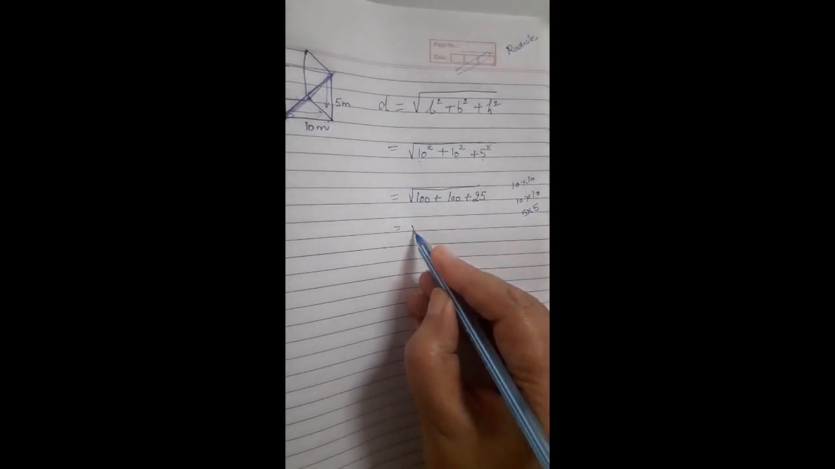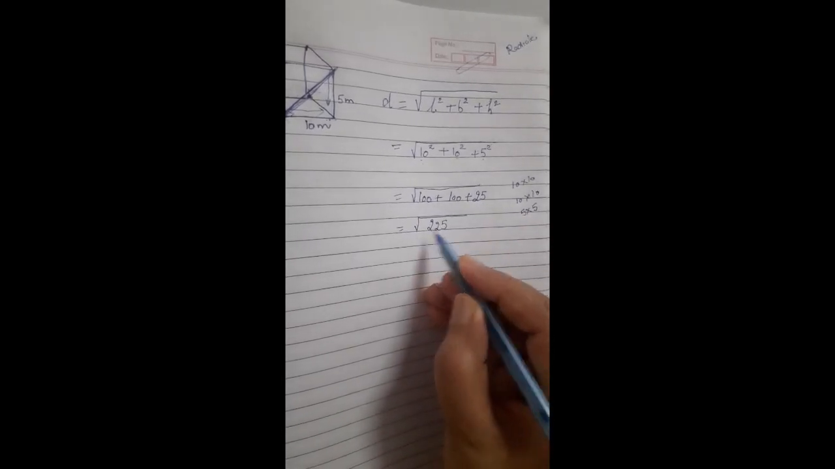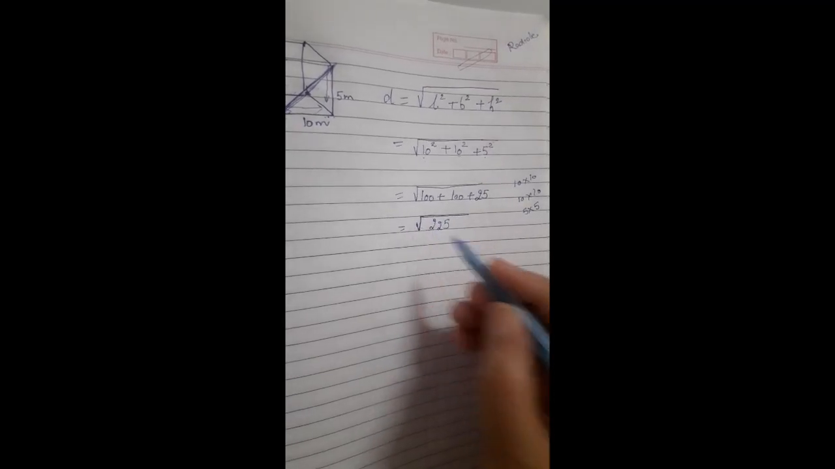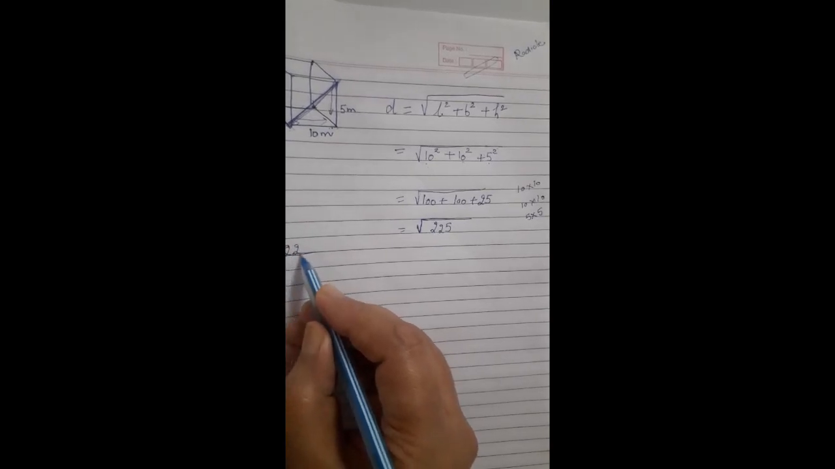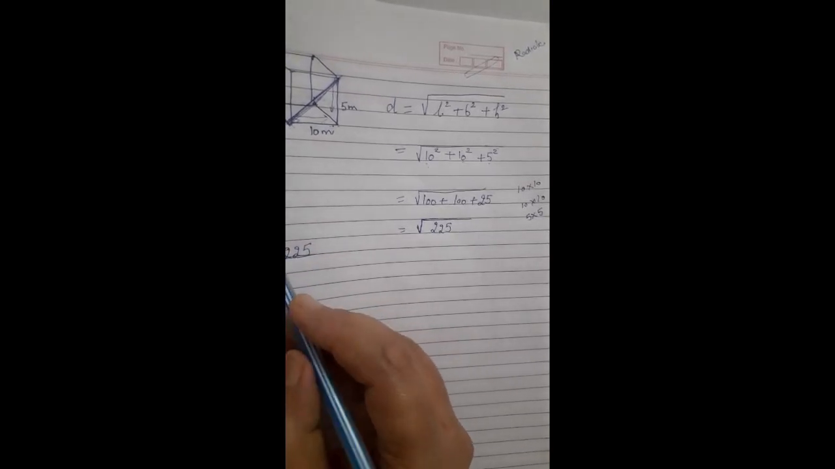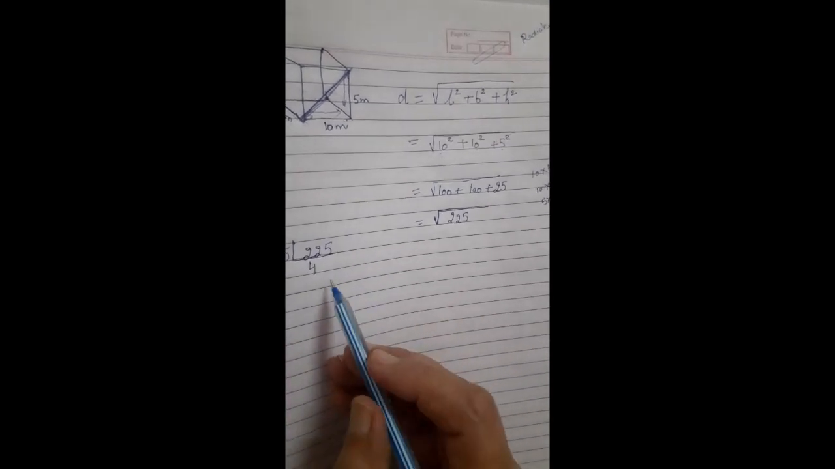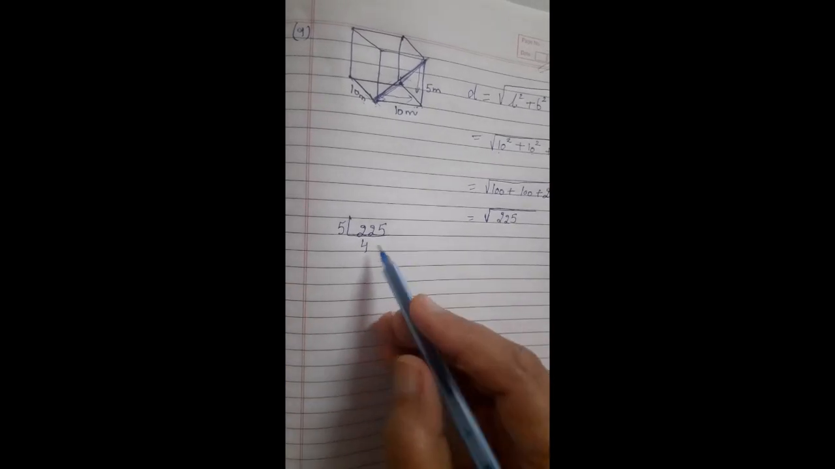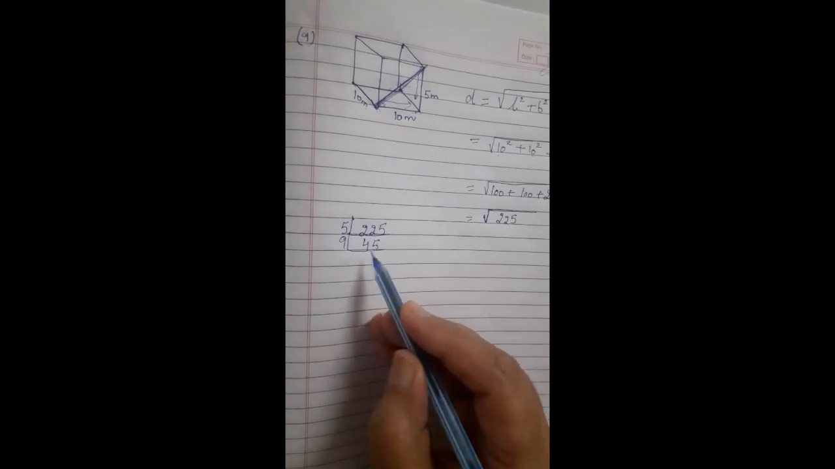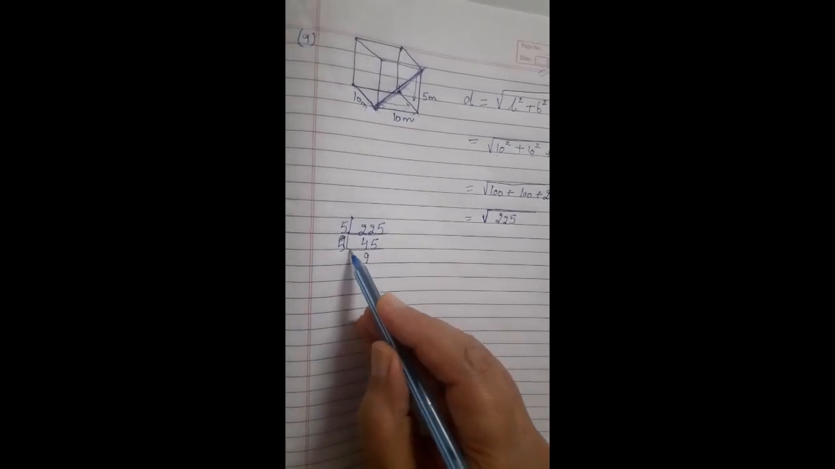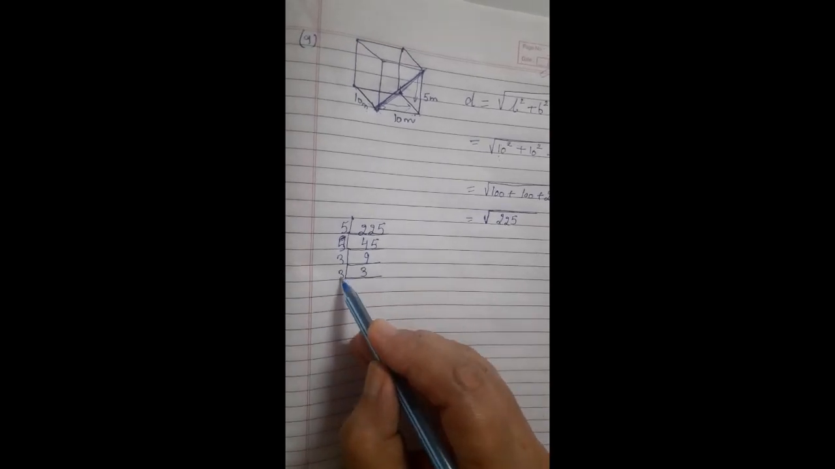So the total comes to be 225, but this is under the square root, so I have to find the square root of 225. Already I have taught you how to find the square root. So 225, I will find the prime factors of this. 5 fives are 25. Now 5 nines are 45, and 3 threes are 9 and 3 ones are 3.